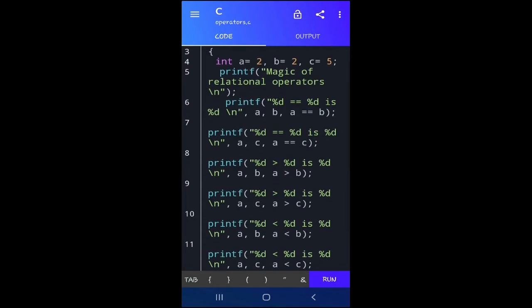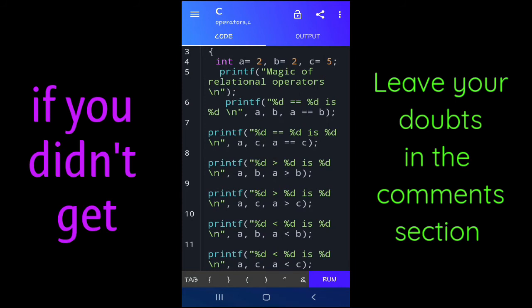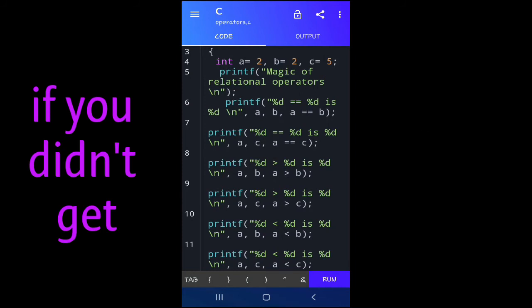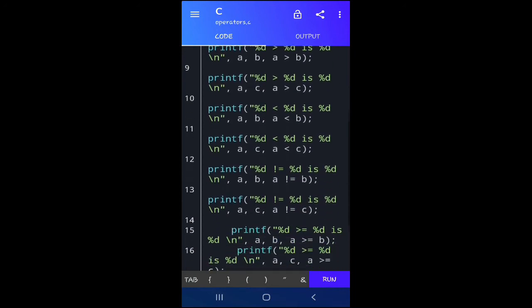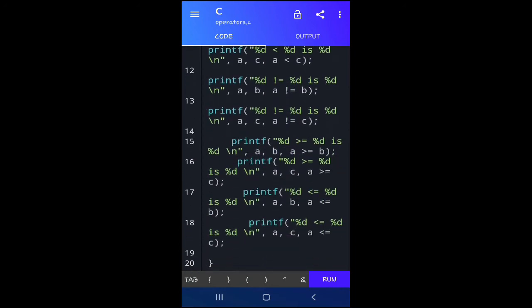In the same way, in the seventh line, I have written a, c, a equals c. Our program will check all these conditions, and if the condition is true, we will get output 1, and if the condition is false, our output will be 0. Let's run this and see.